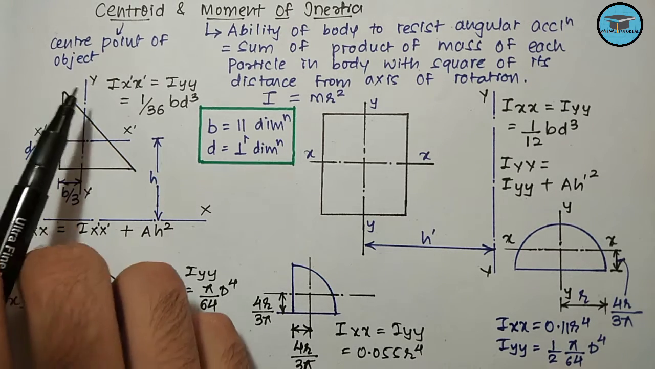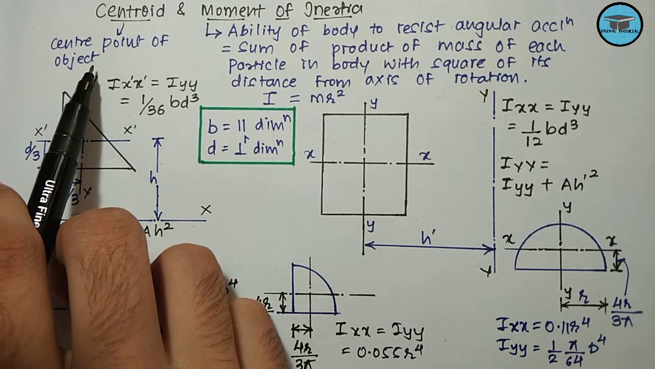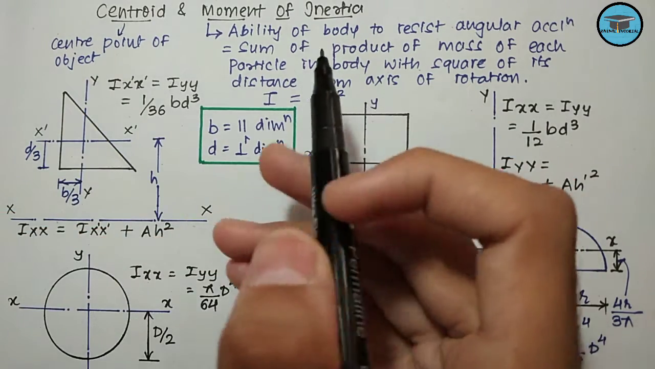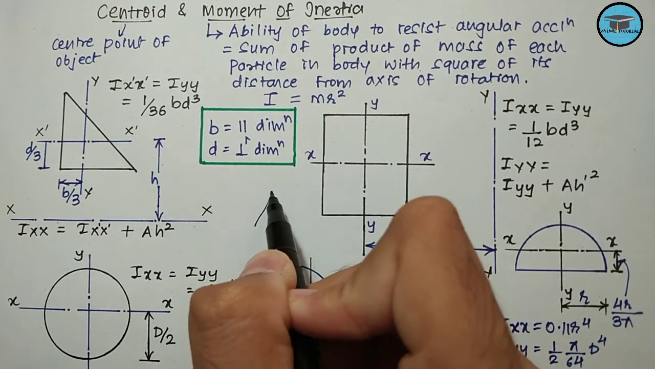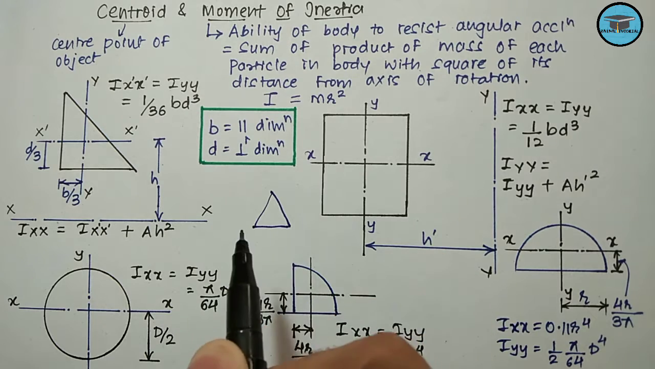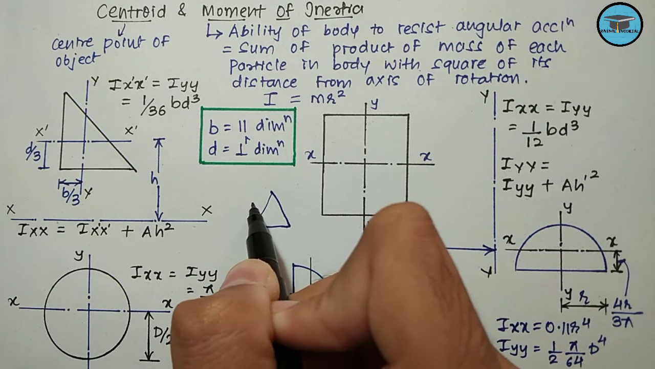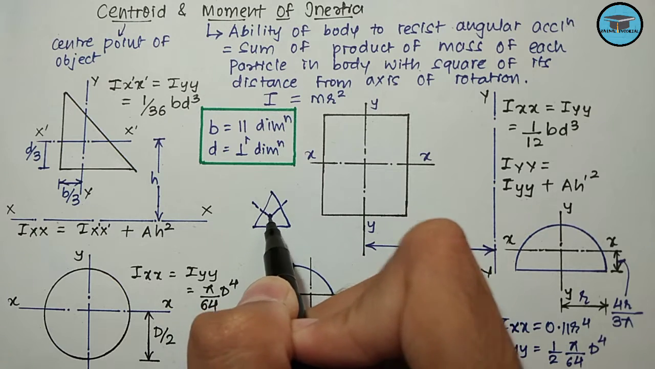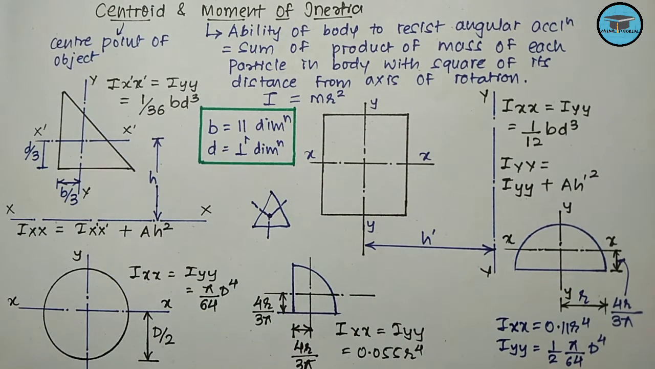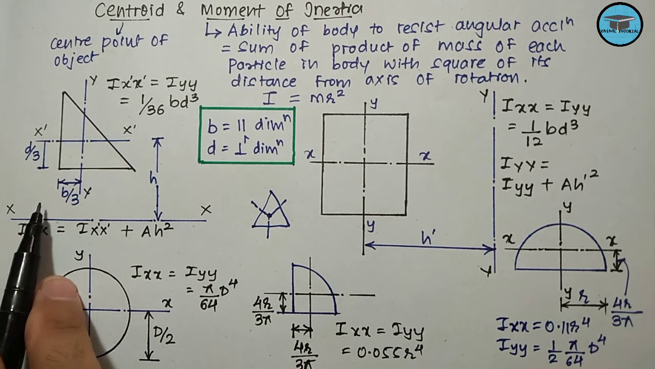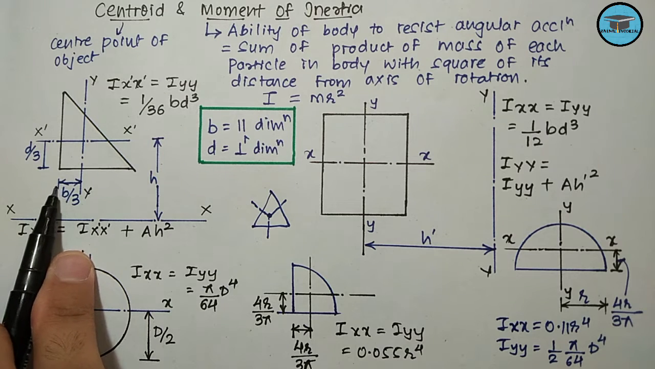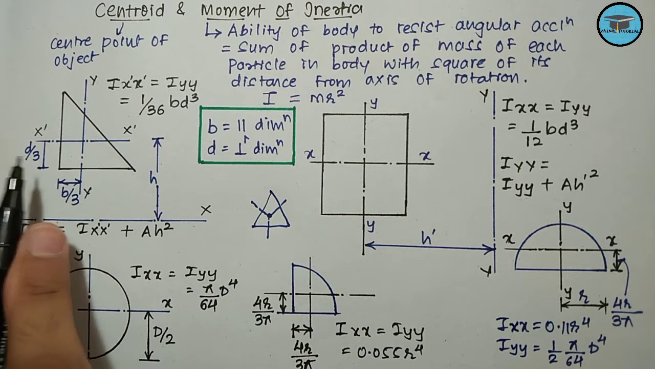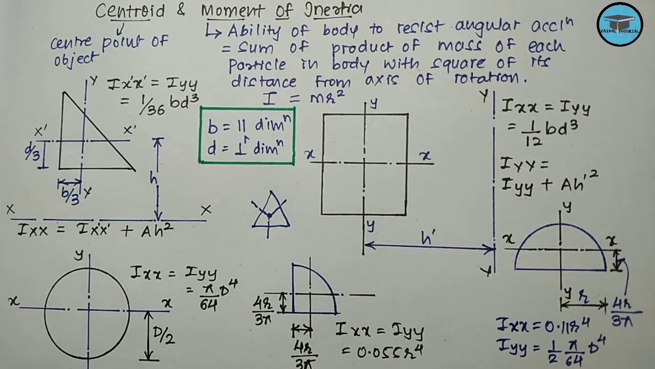The centroid is nothing but the center point of the object. If we consider a triangular shape like this and want to determine the centroid, then the centroid is the point where the three medians intersect. So this is the centroid of the triangular lamina. The centroid of the triangular lamina lies at a distance of b by 3 from one end and d by 3 from the other end.